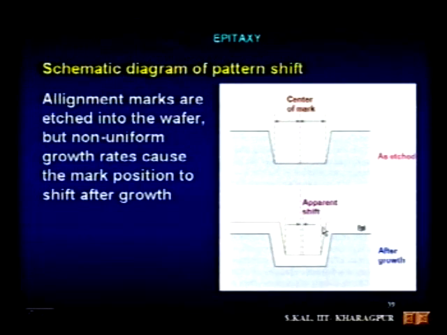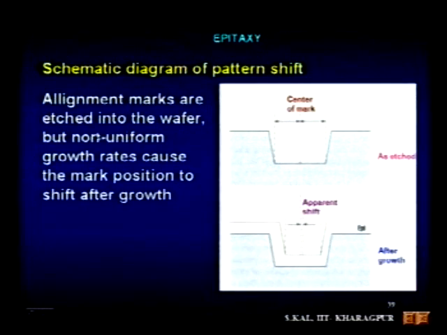So even in a particular silicon, if you etch a groove and then form the epi layer, you see this is the edge here and it has been shifted here. So this is the center, so this is the apparent shift. You see it's shown in a small scale here. So this is the pattern shift. After growth of epi, you will find the central layer has shifted by this dimension.